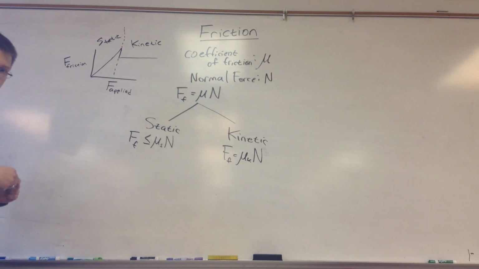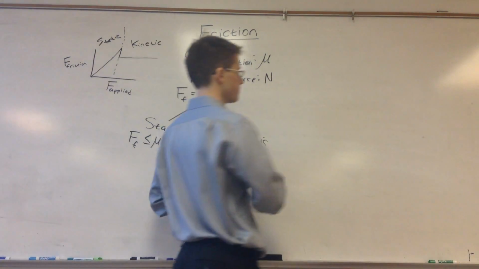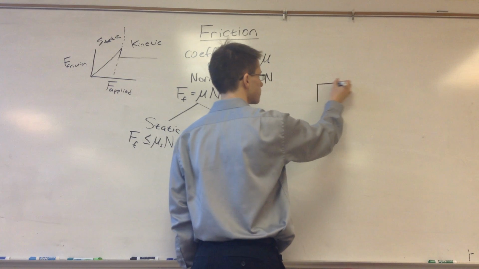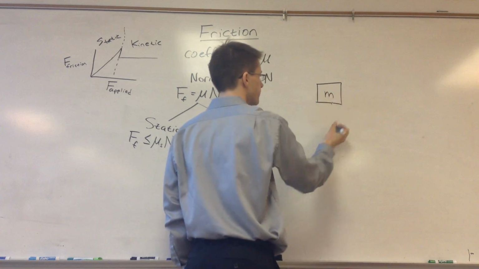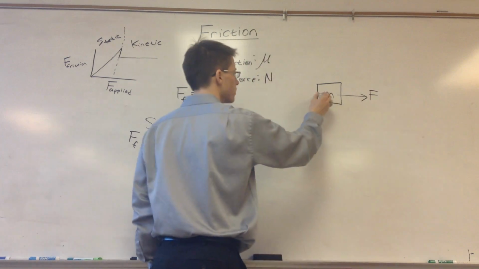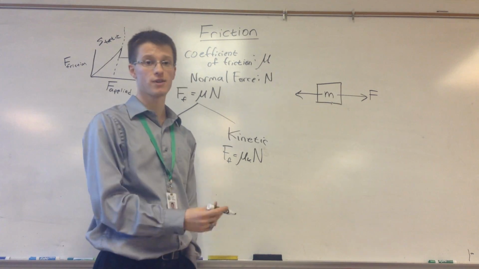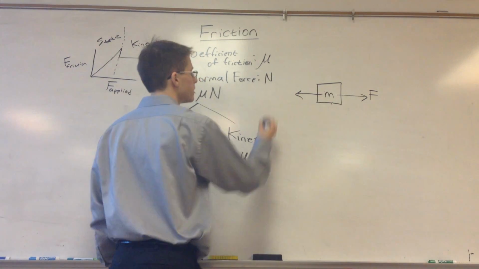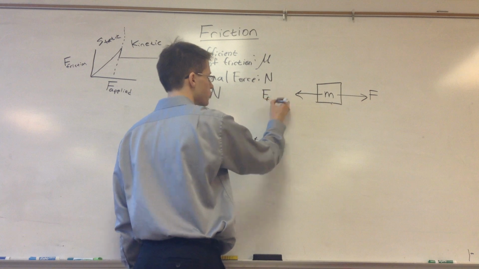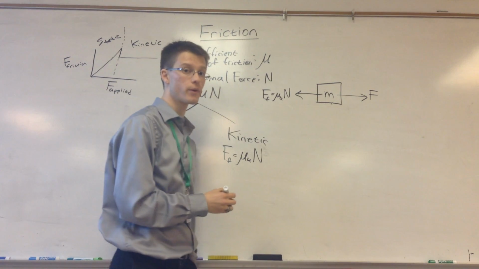So, let's look at how you apply this in a problem. It's actually not super hard to do. It essentially is just another force to remember to include. So let's say that you have a box, and it has a mass of m, and let's say it's being pulled to the right with a force of F, and it feels a force to the left as a result of friction, right? So this force to the left is the force of friction, which is equal to mu k, because we're going to say the block's moving, times the normal force.